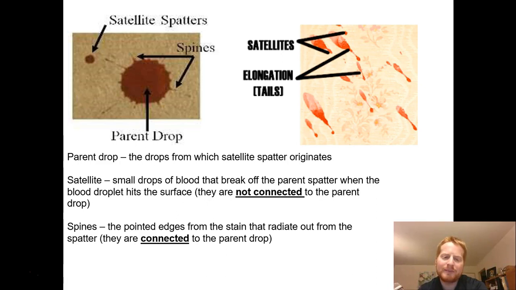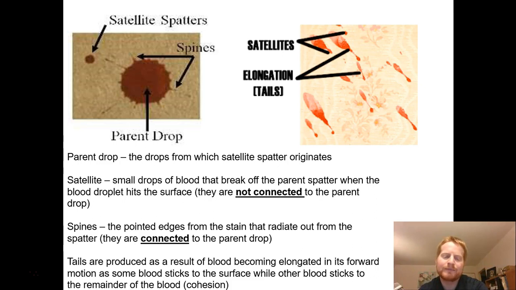And then we also have spines, which are different in the sense that they are sort of attempting to break off, but they're still connected to the parent drop. And another thing that we have is something called tails. So tails are produced as a result of blood becoming elongated in its forward motion as some blood sticks to the surface while other blood sticks to the remainder of the blood.